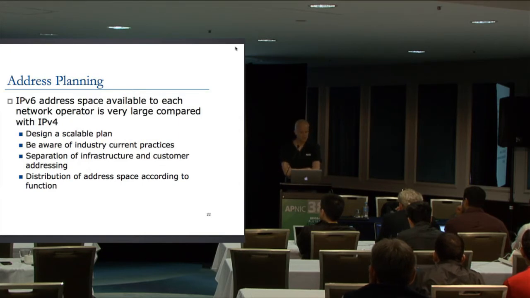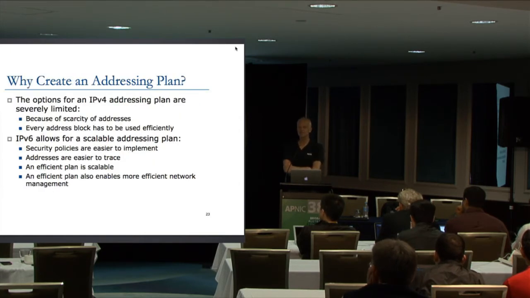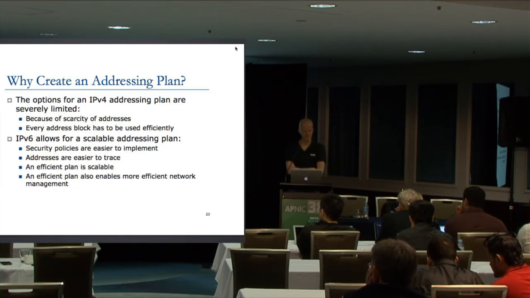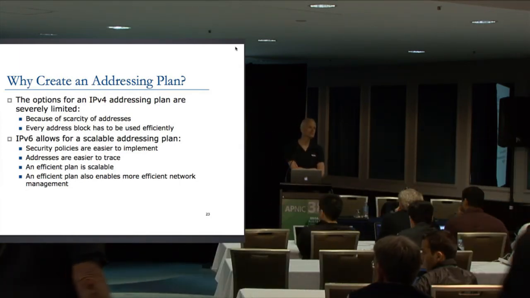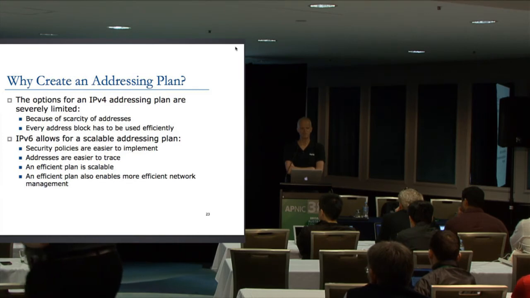So, as I was saying, the options for a v4 addressing plan are severely limited because of the scarcity of addresses. But for v6, there's no scarcity. The operator themselves does not have scarcity. Security policies are easier to implement. Addresses are easier to trace. Efficient plan is scalable. And what's really bizarre, I find v6 address plans are more memorable for network operators than the v4 address plans were.